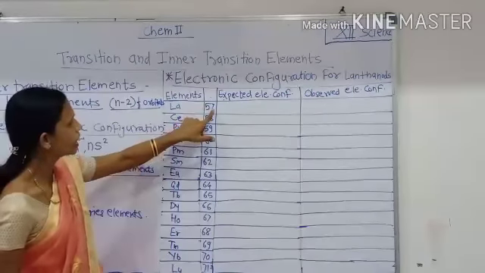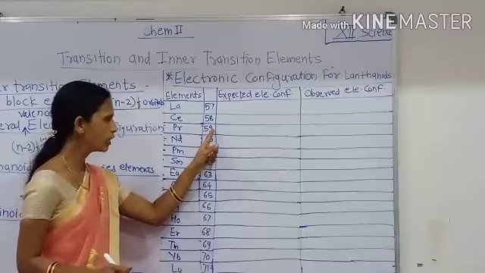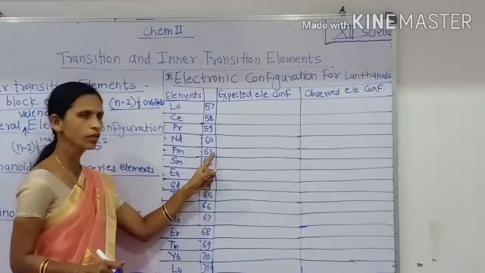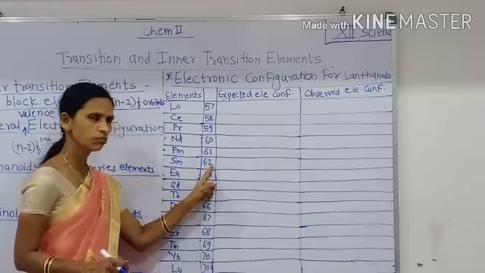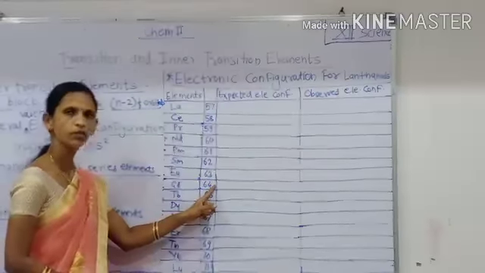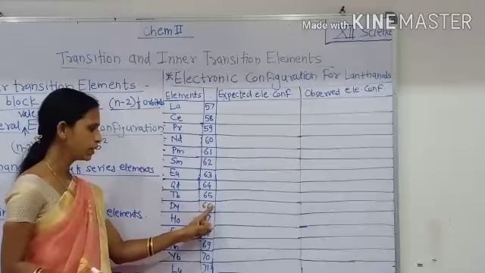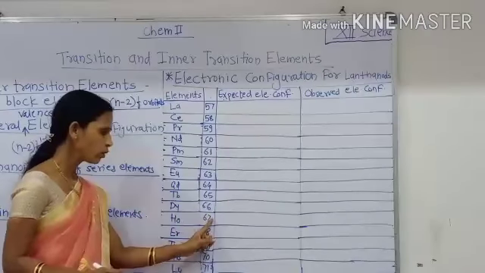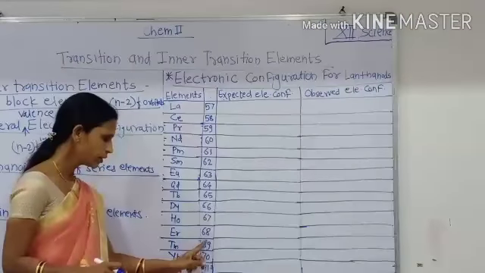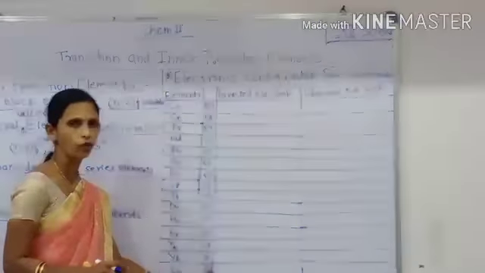Lanthanum has atomic number 57, cerium 58, praseodymium 59, neodymium 60, promethium 61, samarium 62, europium 63, gadolinium 64, terbium 65, dysprosium 66, holmium 67, erbium 68, thulium 69, ytterbium 70, and lutetium 71.